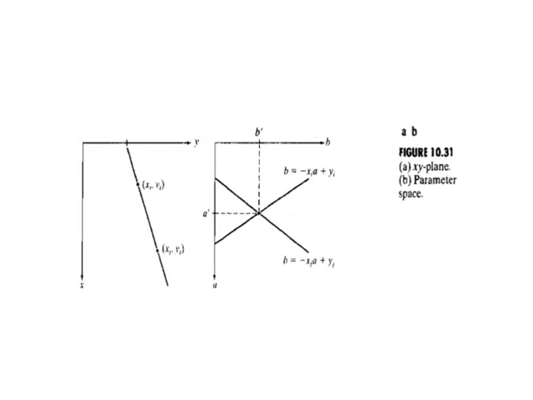Furthermore, a second point xj, yj also has a line in parameter space associated with it, and unless they are parallel, this line intersects the line associated with xi, yi at some point a', b', where a' is the slope and b' is the intercept of a line containing both xi, yi and xj, yj in the xy plane. In fact, all the points on this line have lines in parameter space that intersect at a', b'. The figure illustrates this concept.